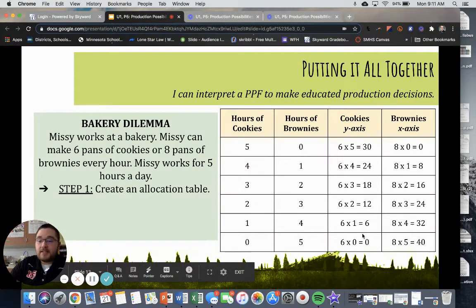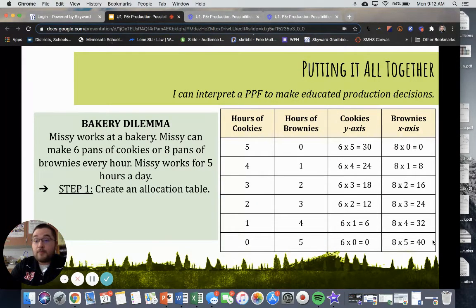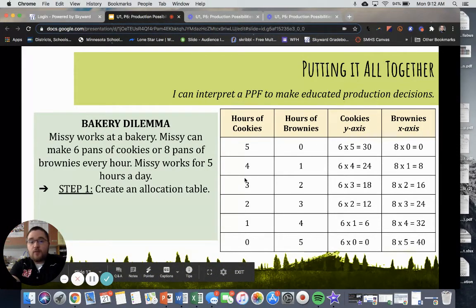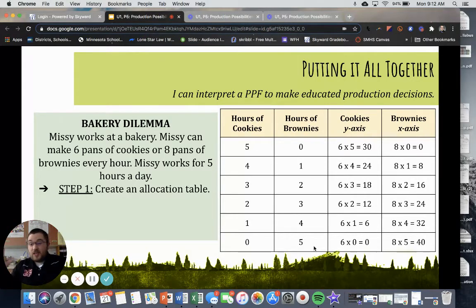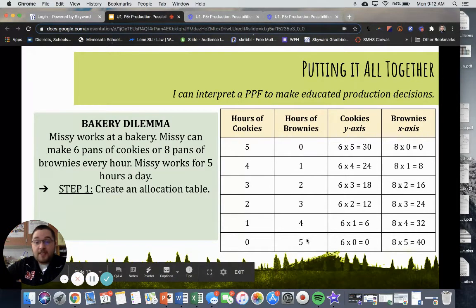So we make 0 pans of cookies and 40 pans of brownies. Essentially this allocation table shows all of the different combinations of resources. We could have 5 hours of cookies, 0 hours of brownies, 4 hours of cookies, 1 hour of brownies, 3 hours of cookies, 2 hours of brownies, 2 hours of cookies, 3 hours of brownies, 1 hour of cookies, 4 hours of brownies, 0 hours of cookies, and 5 hours of brownies. Those are all of the possible combinations we could have on an hourly increment if she works a 5-hour shift. Now, this isn't to say that we couldn't expand this to a 10-hour, 20-hour, 30-hour, et cetera, week-long shift, to describe how many she could make in a week or a couple of shifts. But this is just for the purposes of our example today.